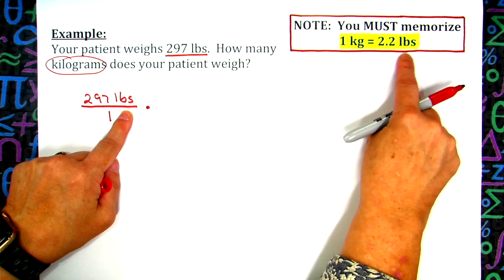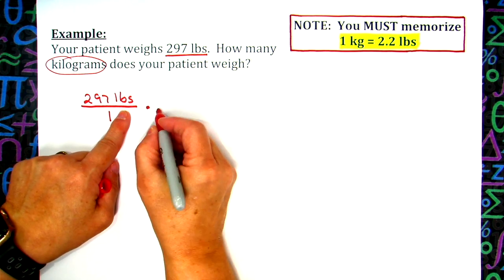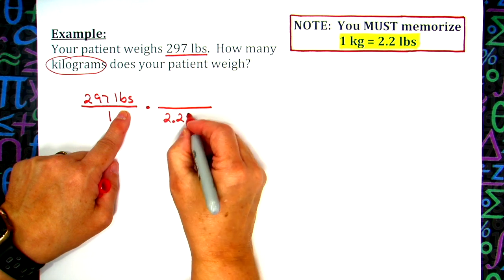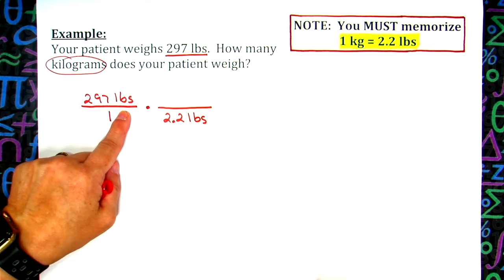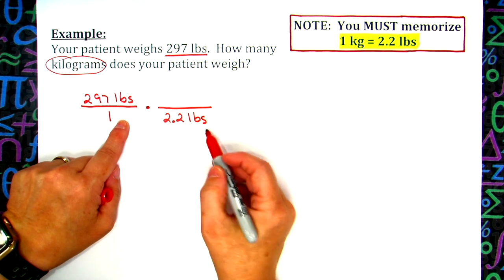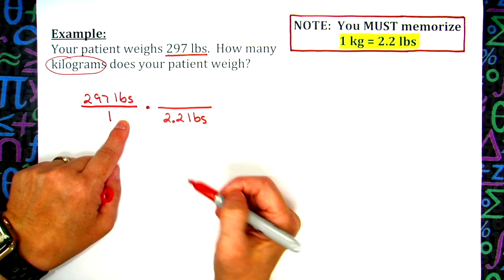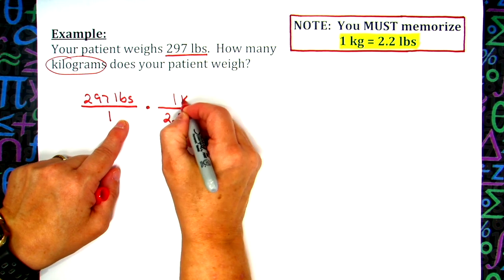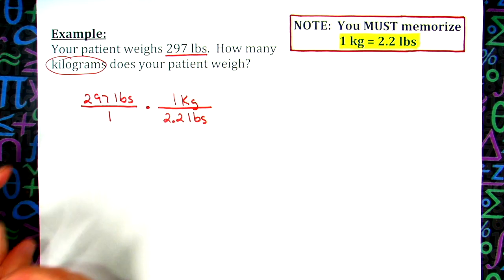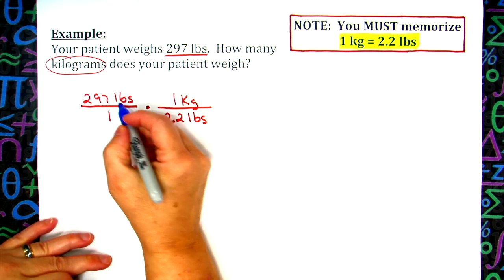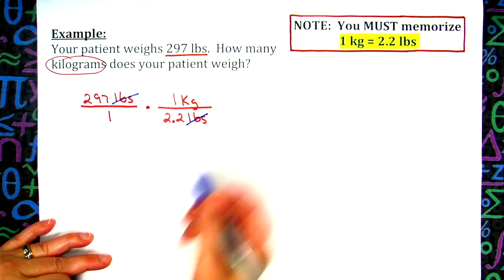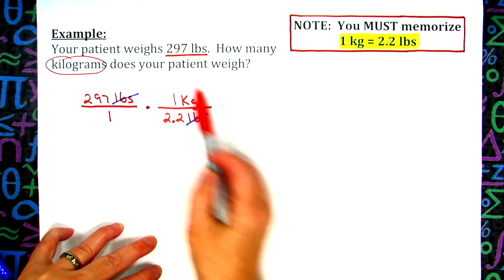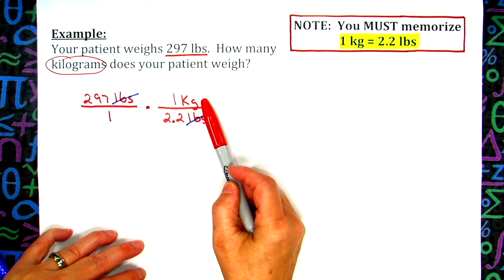I have to put the 2.2 pounds on the bottom, because think back to how you multiplied fractions in a basic math class: something in the top with something in the bottom could cross out. So that 2.2 pounds needs to go on the bottom, and the 1 kilogram needs to go on the top. From there, I can cross out pounds and pounds, which is what I want to do. The only label left in the math problem now is kilograms.